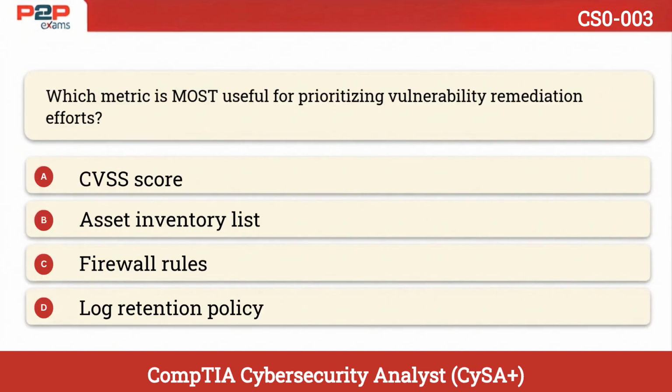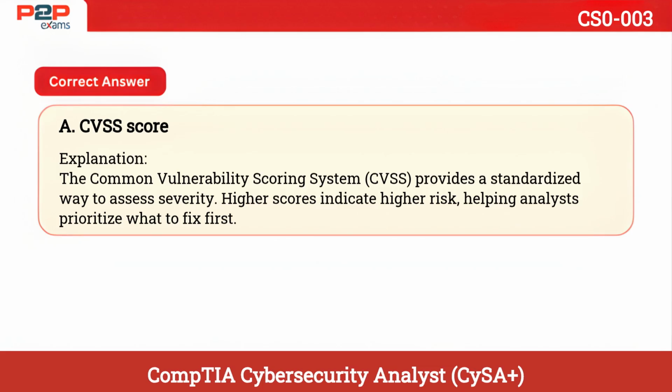Question 2. Which metric is most useful for prioritizing vulnerability remediation efforts? A. CVSS score. B. Asset inventory list. C. Firewall rules. D. Log retention policy. Think carefully before answering. The correct answer is A.